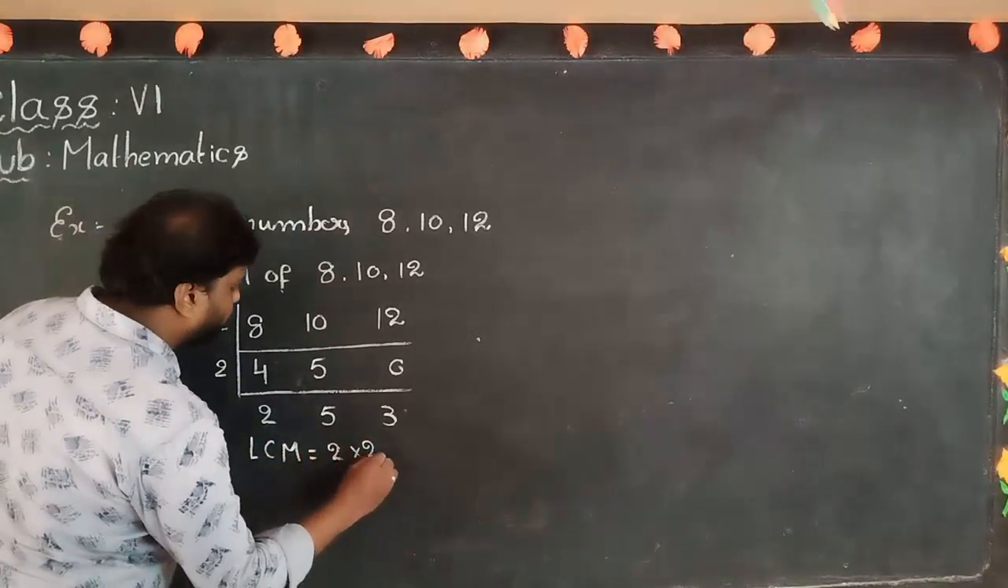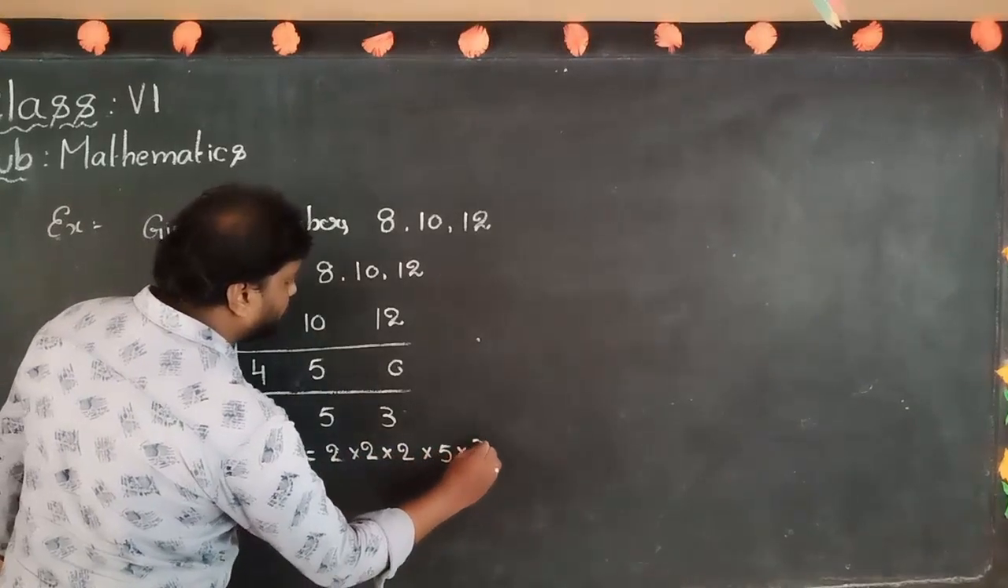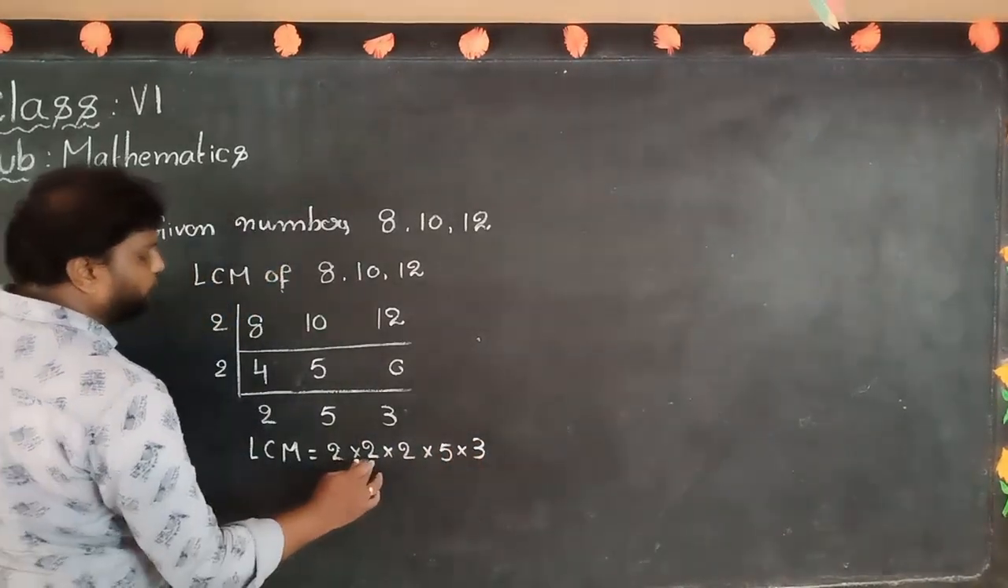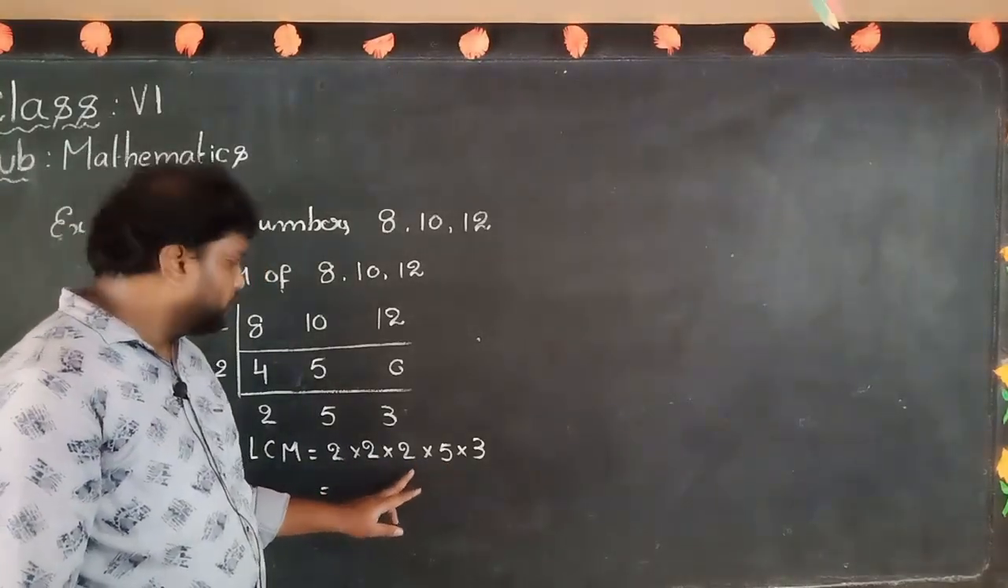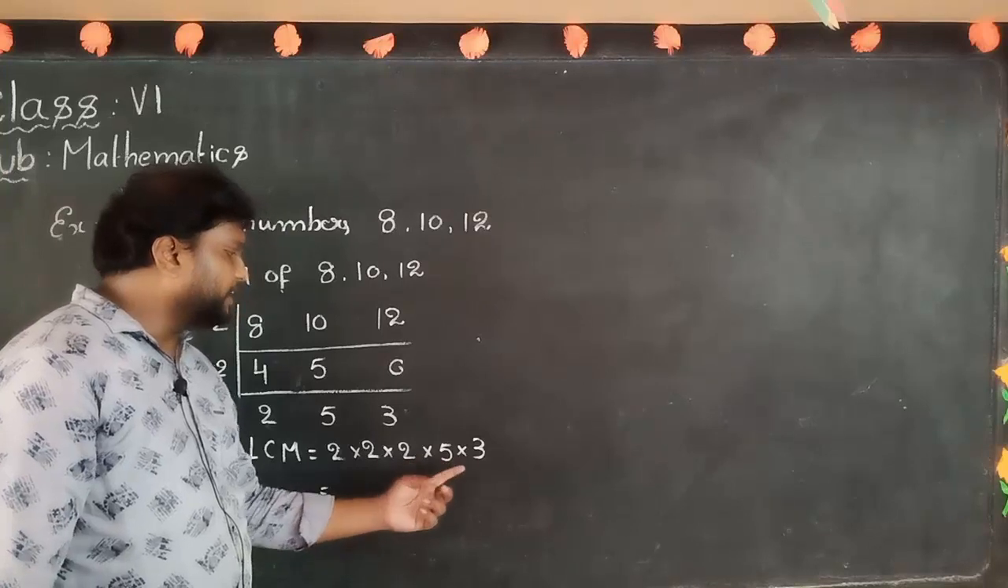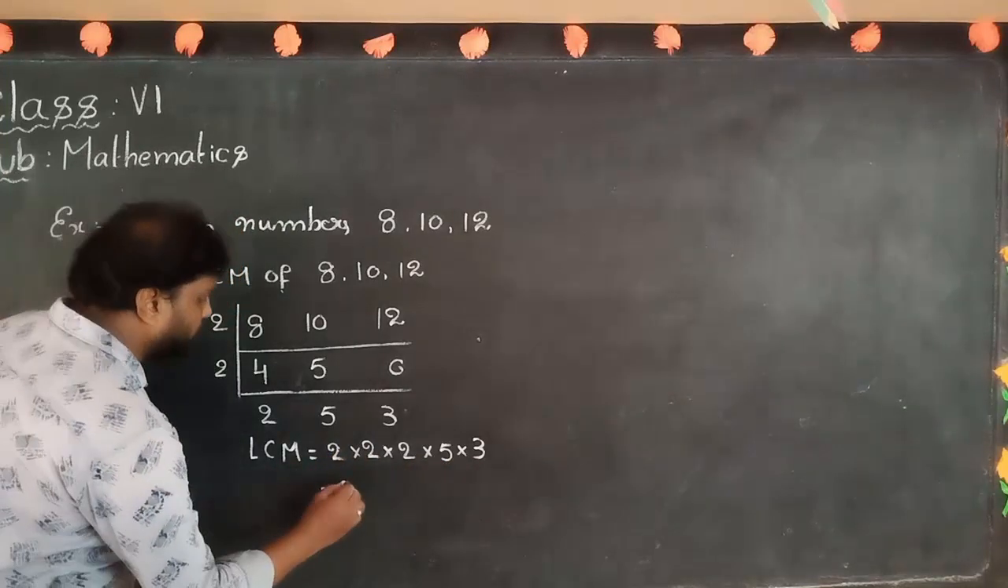LCM is equal to 2 into 2 into 2 into 5 into 3. Means 2 2s are 4. See now, 5 2s are 10. Okay, 5 2s are 10, leave it. 10 3s are 30, 3 3s are 9, 3 2s are 6, 60, 62s are 120.